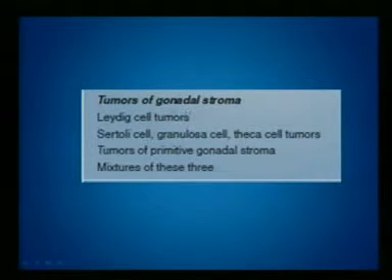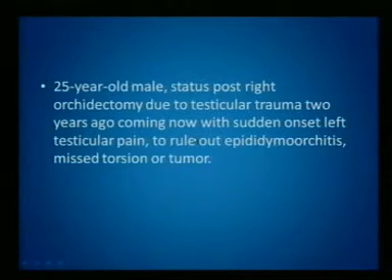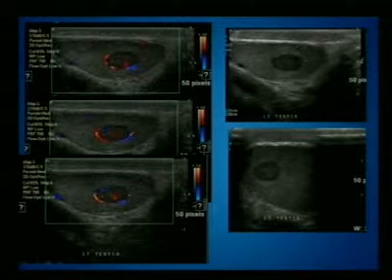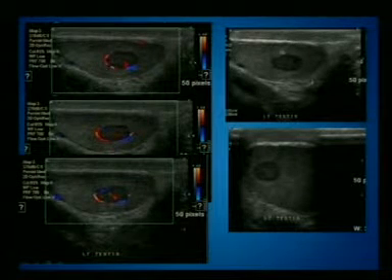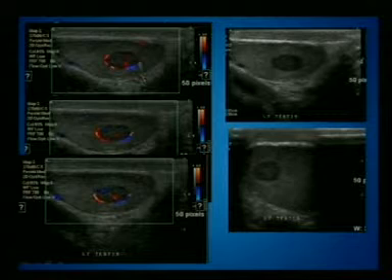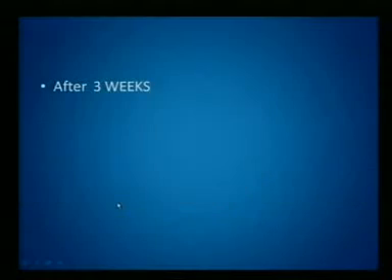I move to the gonadal stromal tumor. We have the Leydig cell tumor, Sertoli cell tumor. This patient is a 25-year-old male, status post right orchidectomy due to trauma, and he is complaining of acute testicular pain, sent for ultrasound to rule out epididymitis, torsion, or tumor. We did the ultrasound of this patient. We have a hypoechoic, well-defined mass with increased flow.